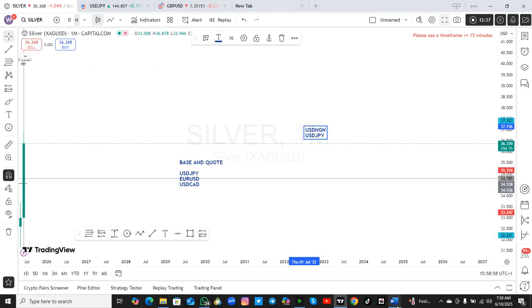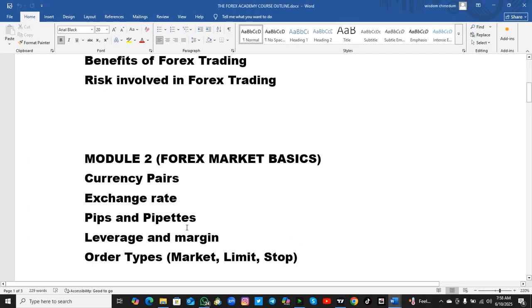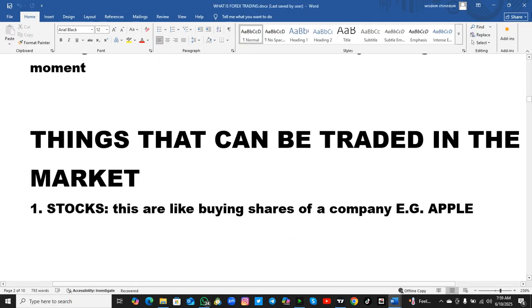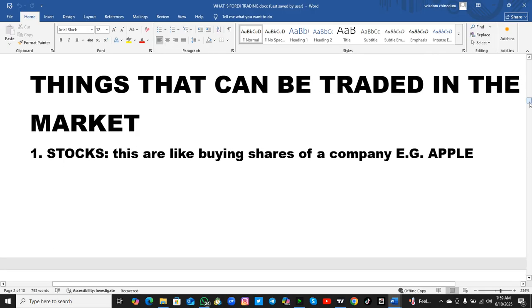So now that's what exchange rate is all about. So let's move to pips and pipettes. But before these pips and pipettes, let me go through the things that can be traded in the forex market. So now these are things that can be traded in the forex market.